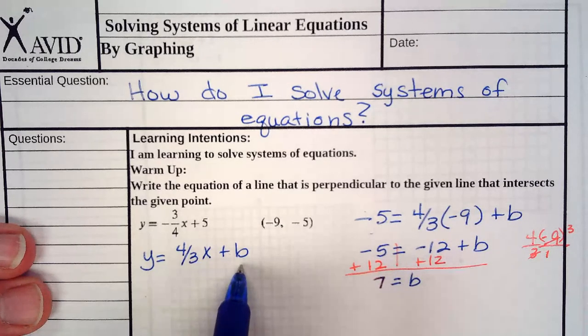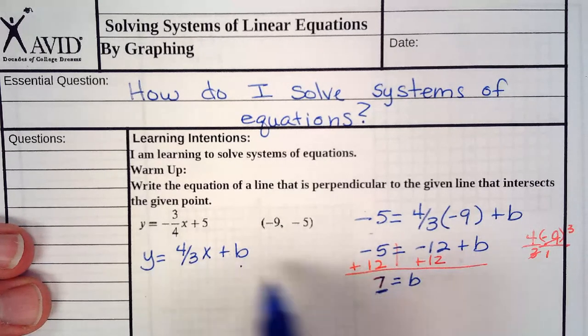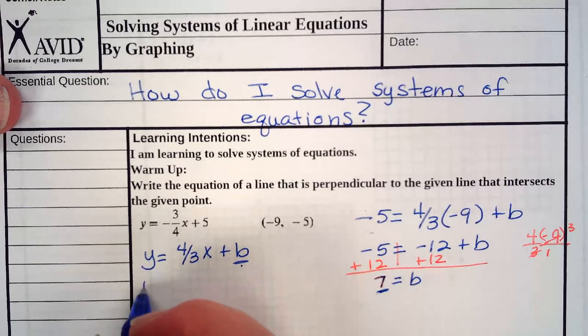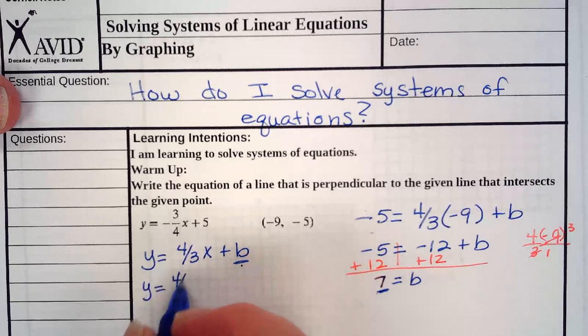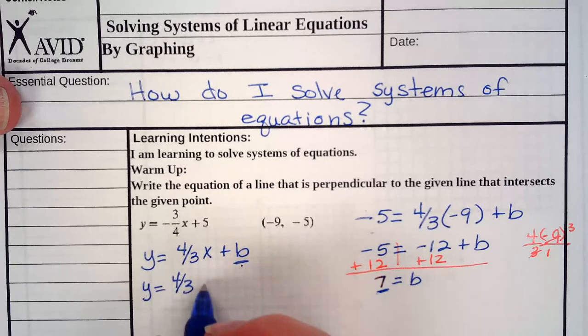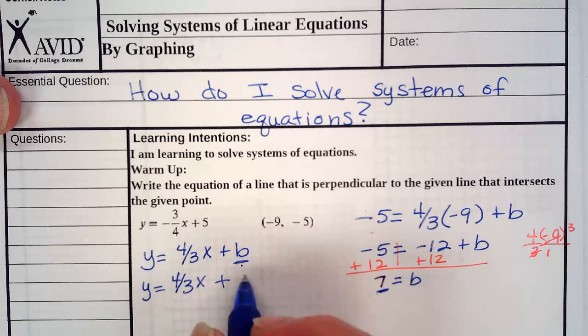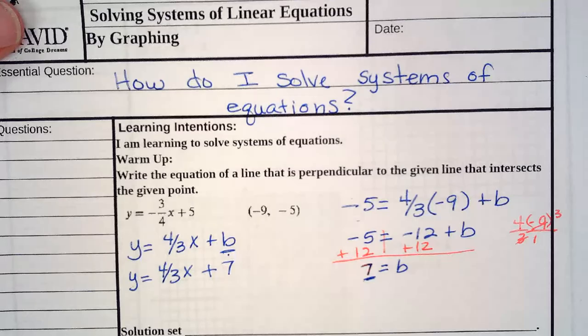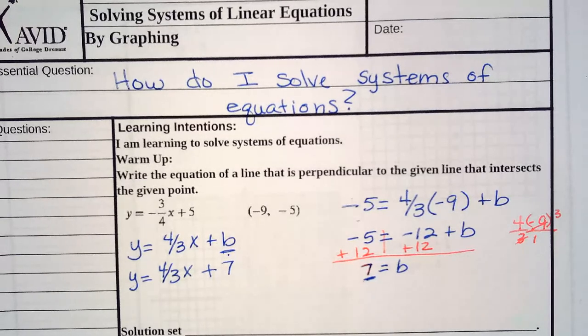Now, replace the b in our original equation. Y is equal to 4/3 x plus 7. And we're done. So hopefully that all made sense. Even if you were still not quite understanding, it makes sense about how to do the math.